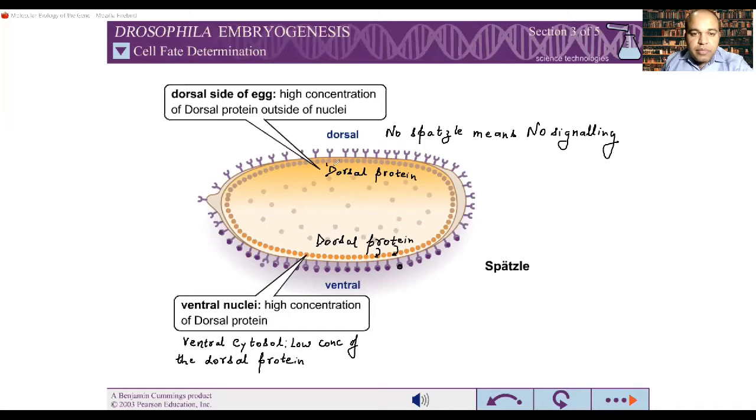Here the dorsal protein remains outside in the cytosol. So what we find is that there is a high concentration of dorsal protein outside the nuclei, that is in the cytosol. Okay, so in the cytosol there would be a very high concentration of the dorsal protein as compared to any other protein.